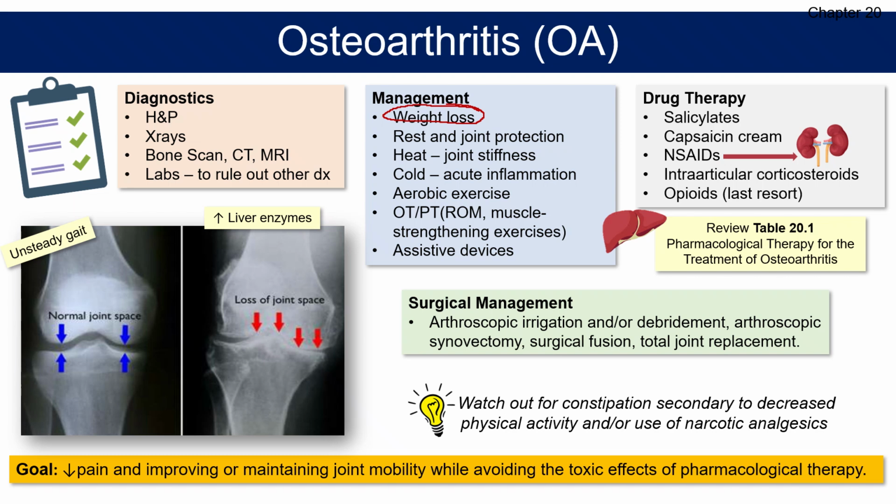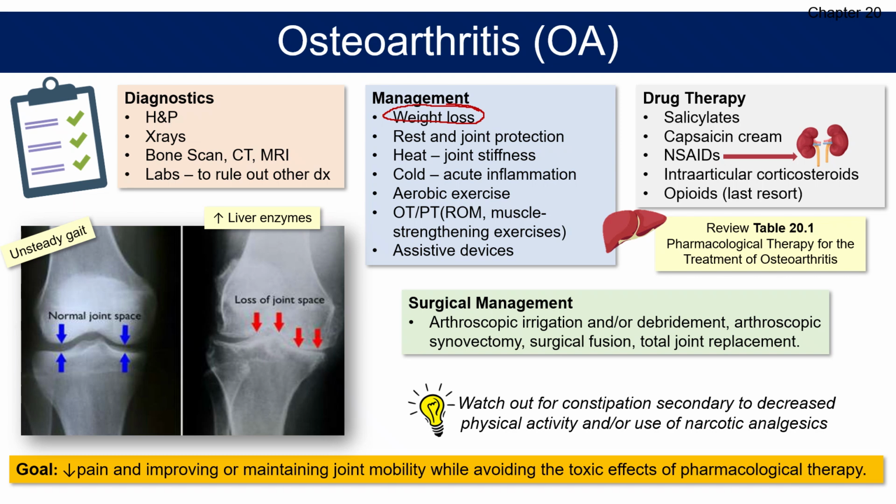Surgical management: patients may opt for surgery, or it may be required if the patient is suffering from disability and severe pain that's related to the osteoarthritis. This can be debridement of the area, a surgical fusion of the bone, or joint replacement, like hip replacement, knee replacement, that kind of thing. When it comes to drug therapy, we can offer salicylates, capsaicin cream, that's topical. We can do NSAIDs if there's inflammation, but we want to remember to be careful with those kidneys.